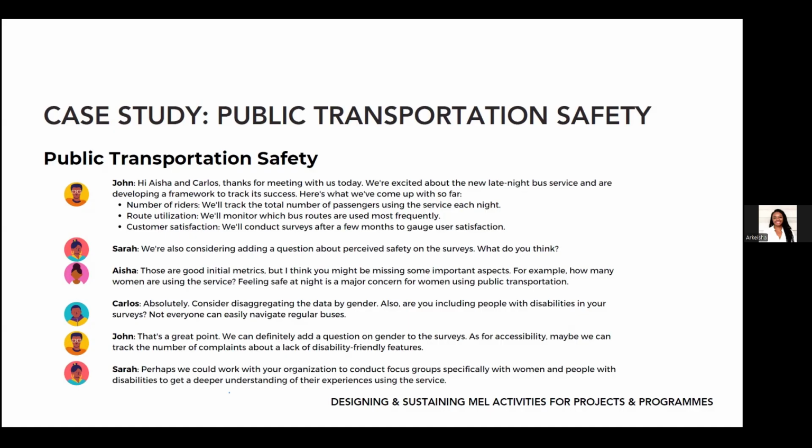We are also considering adding a question about perceived safety on the surveys. What do you think? Those are good initial metrics, but I think you might be missing some important aspects. For example, how many women are using the service? Feeling safe at night is a major concern for us women using public transportation. Absolutely. Consider disaggregating the data by gender. Also, are you including people with disabilities in your survey? Not everyone can easily navigate regular buses.